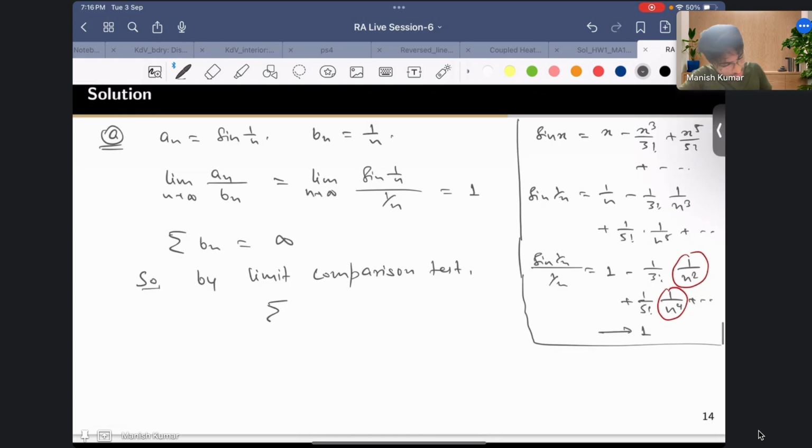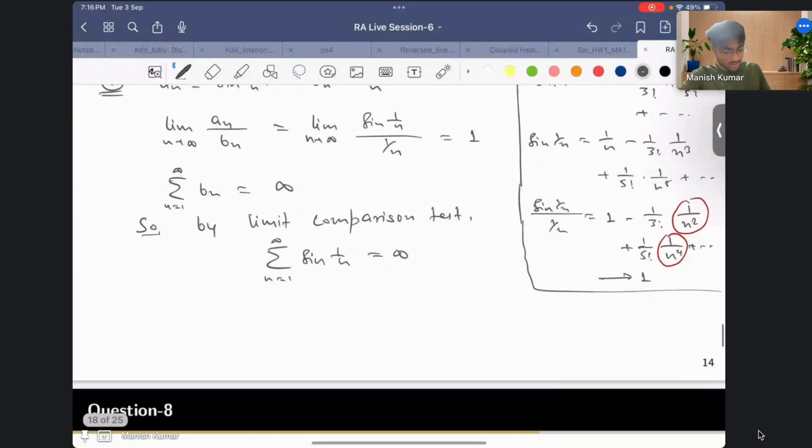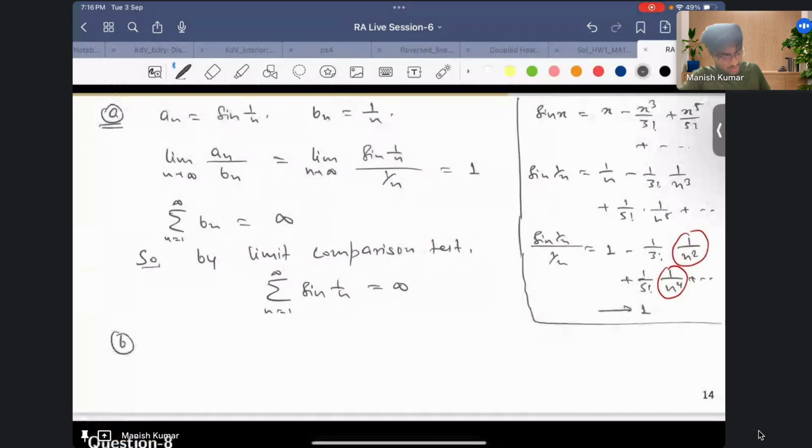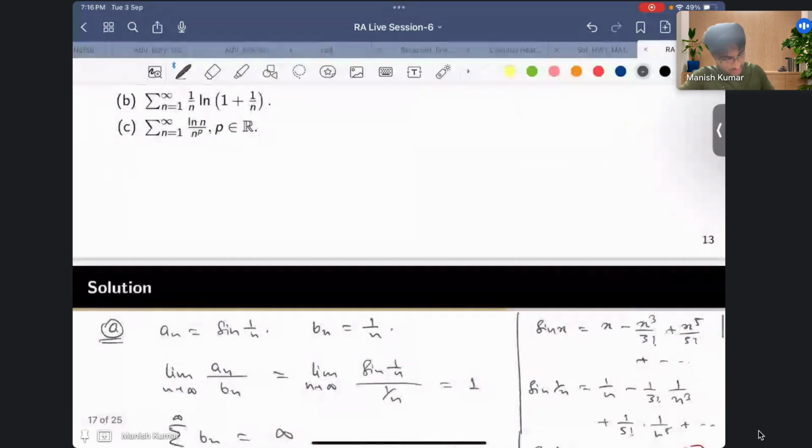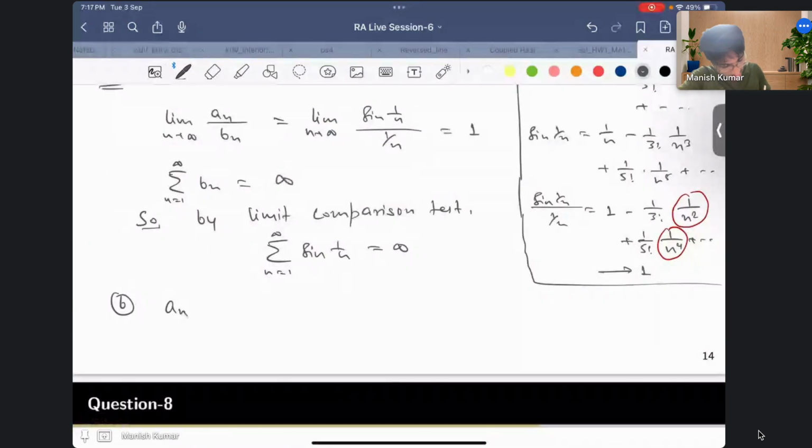The summation of sin(1/n) is divergent. Okay, so this was about the first one. The second one is this example. Here a_n is given by, let me just write, (1/n) log(1 + 1/n).